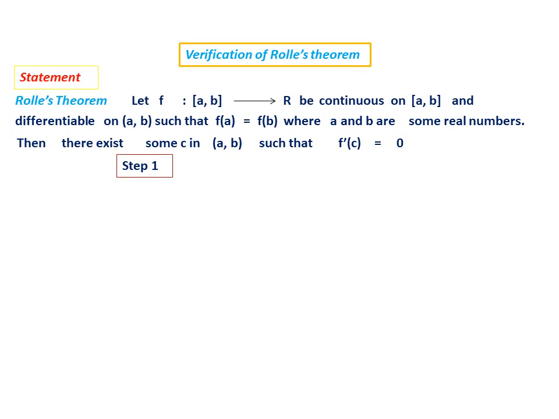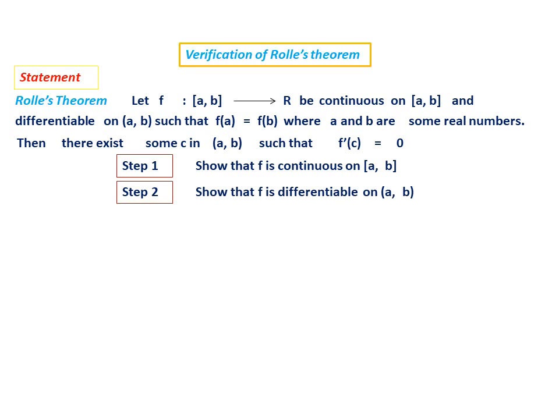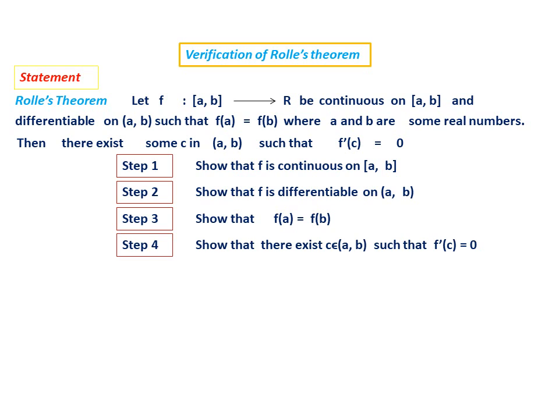Now what are the steps? Because sometimes the question will be to verify Rolle's theorem for a given set of questions. These are the steps you have to remember. Step 1 is show that f is continuous on a b whenever you want to verify. Step 2, show that the function is differentiable in the open interval a b. Then step 3, show that f of a equal to f of b. These are the three necessary conditions. Then step 4, show that there exists c belonging to a b such that f dash c equal to 0. So this is the essence of Rolle's theorem.